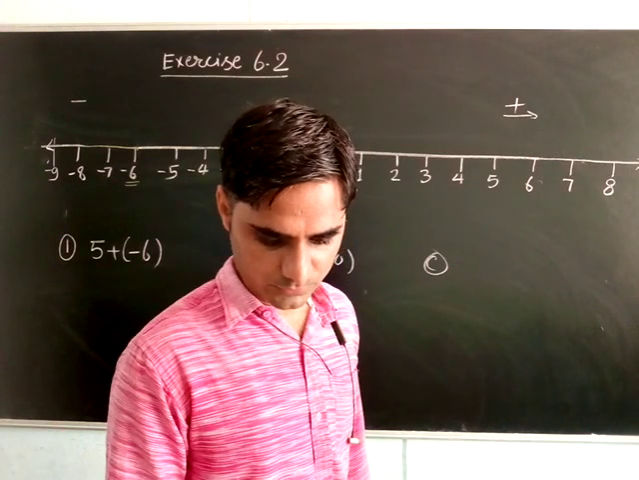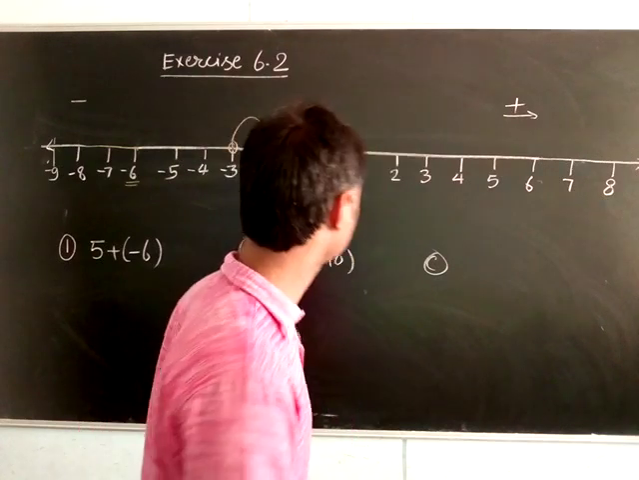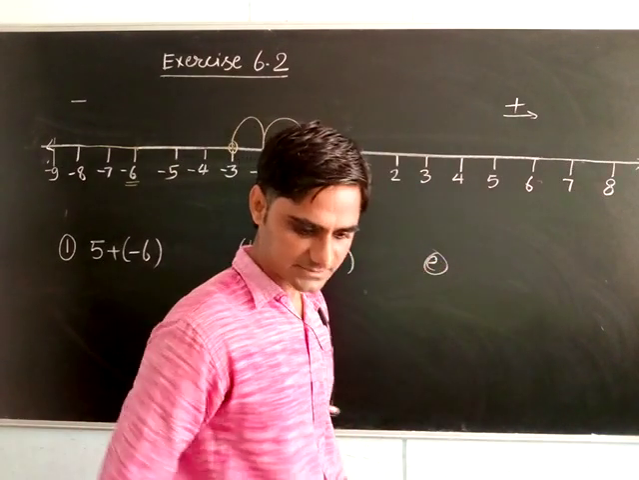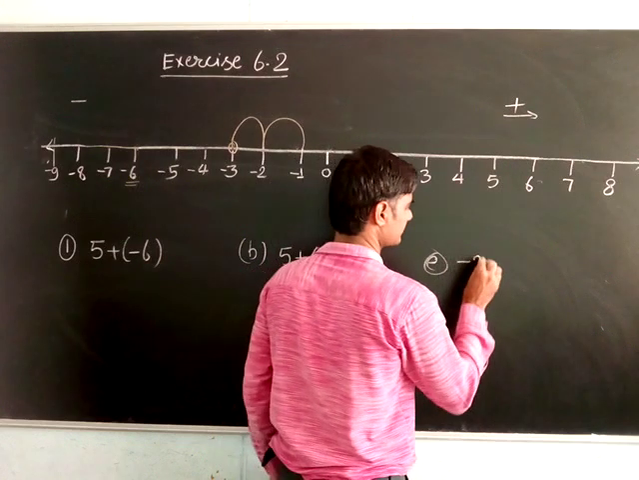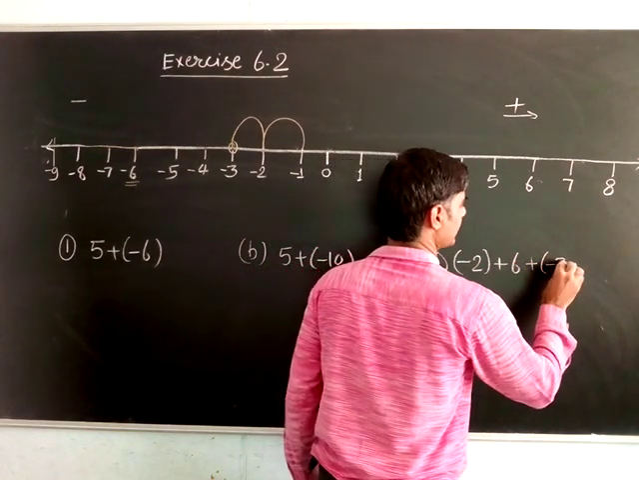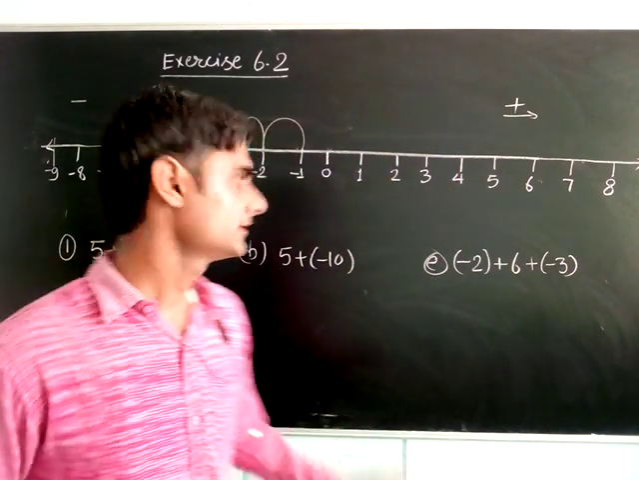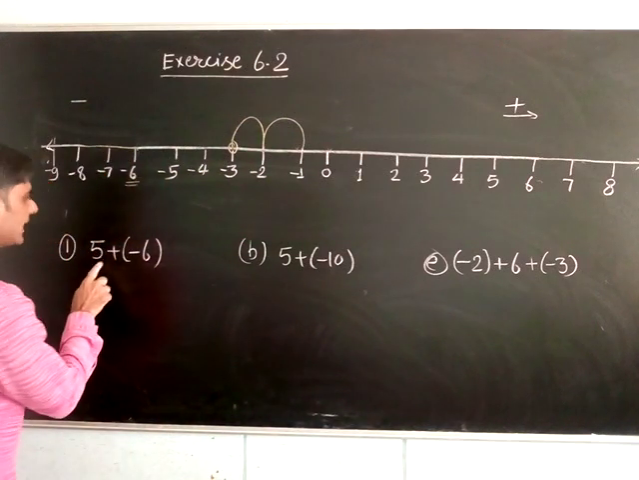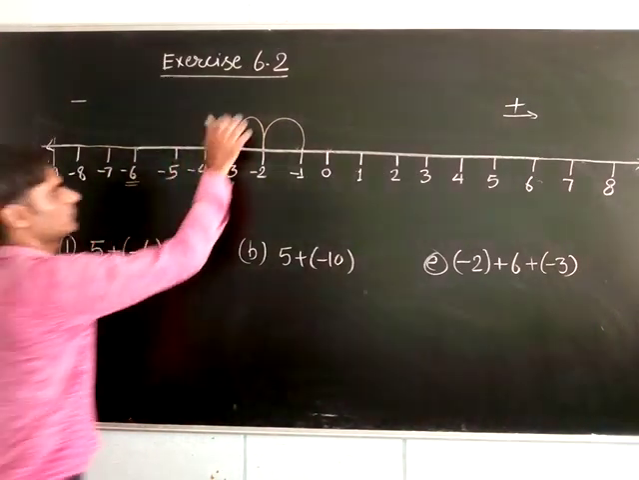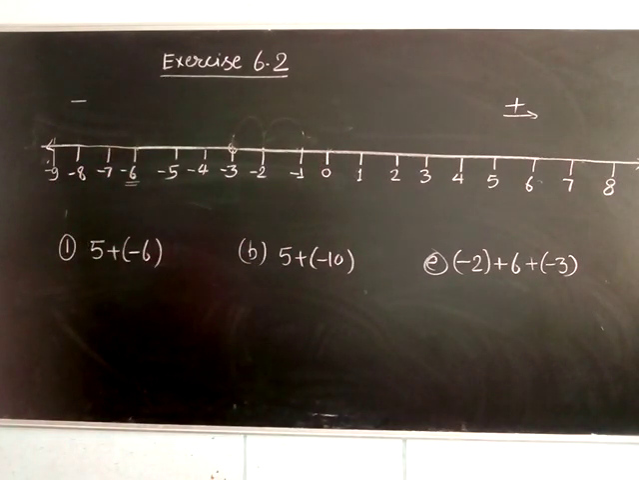And now last one करता हूँ मैं. E या फिर E करते हैं. That is E. E is minus 2 plus 6 and minus 2 plus 6 and minus 3. These 3 questions we will do by the same method. See it carefully. 5 plus minus 6 on the number line we have to do. Okay, so number line we will take and we will solve on the same only. ध्यान से देखना and try to understand the thing.